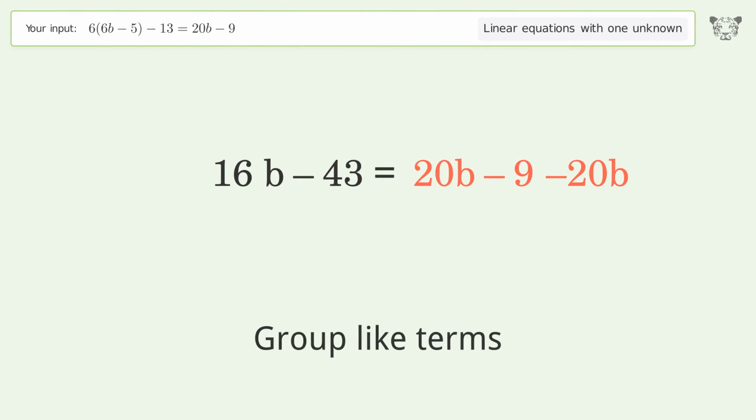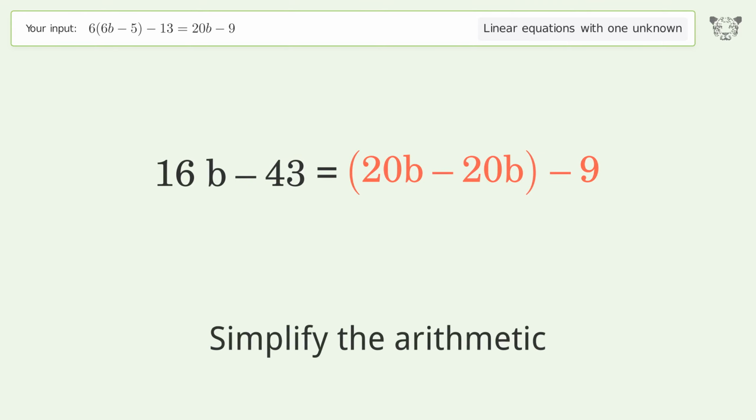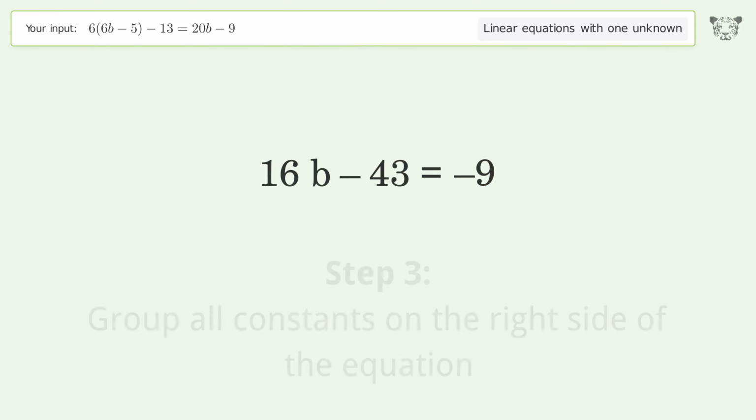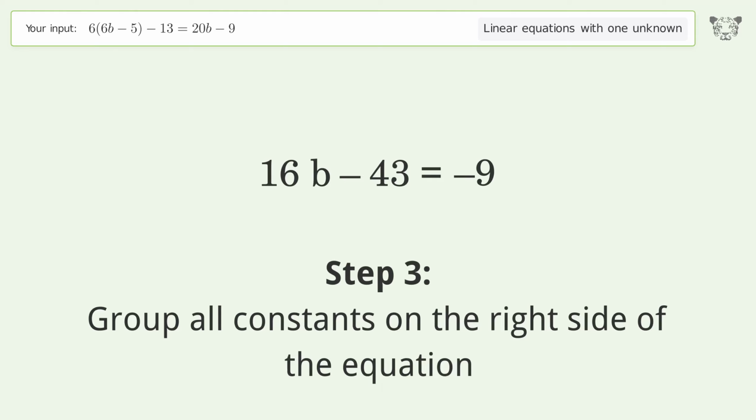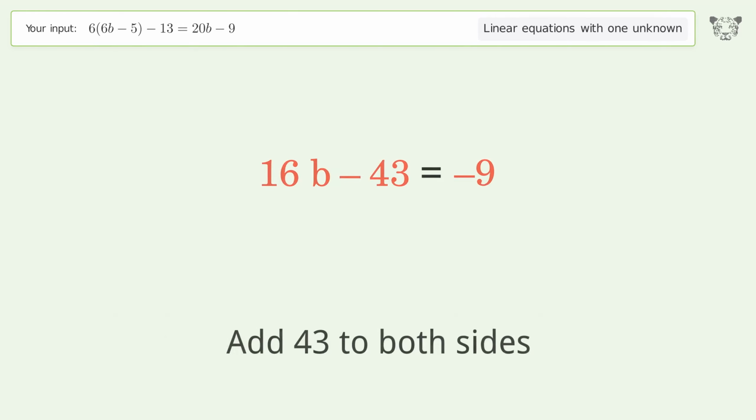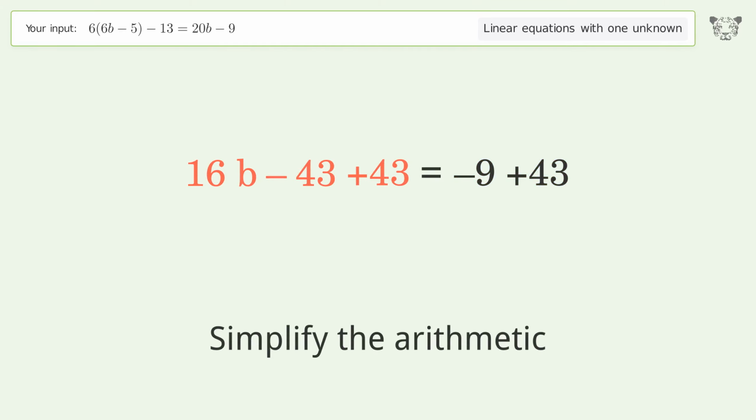Group like terms. Simplify the arithmetic. Group all constants on the right side of the equation. Add 43 to both sides. Simplify the arithmetic.